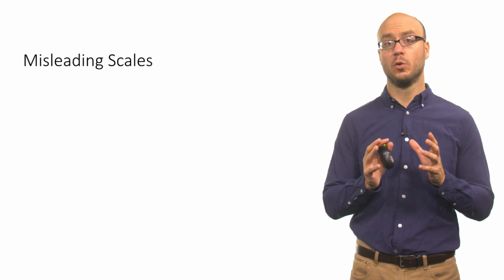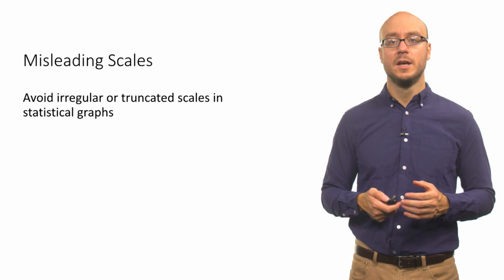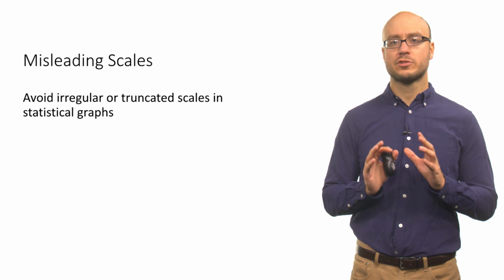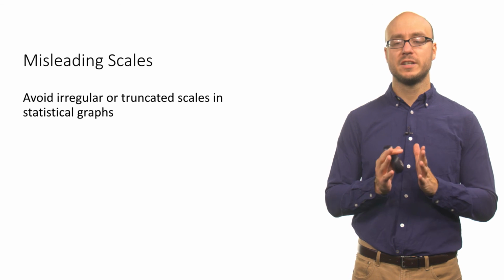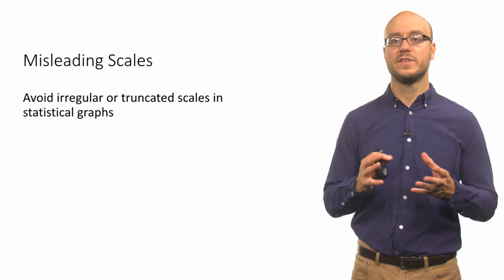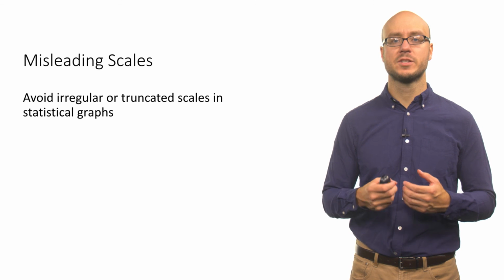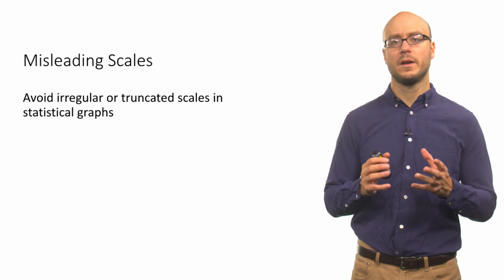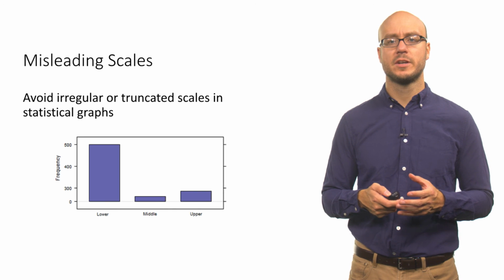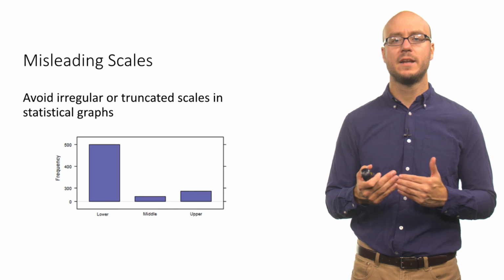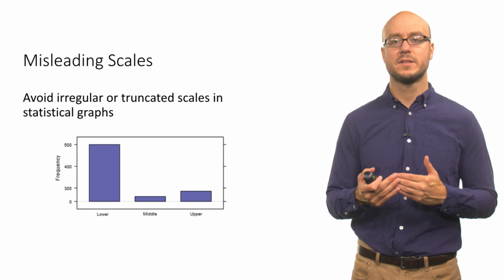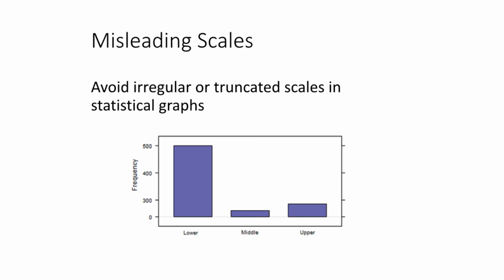Another thing you should avoid is misleading scales. In other words, avoid truncated scales, so shortening the scales to artificially inflate the effect size, or you should avoid irregular scales. So here's an example in which we've truncated the scale for frequency, the number of counts, and you can see the scale jumps from 0 to 300, but it's not quite apparent.